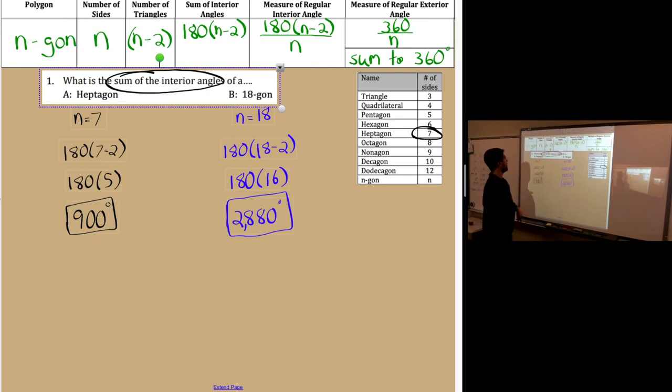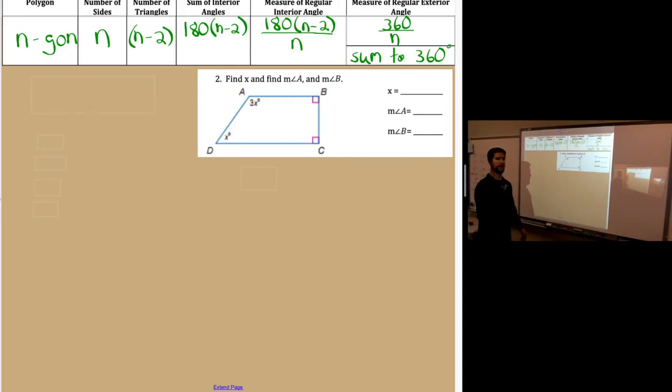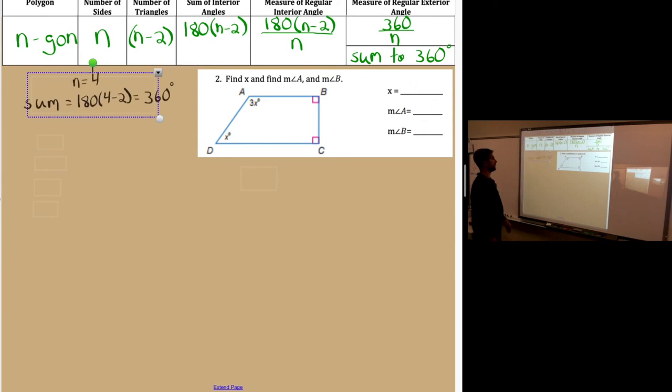Moving on, we see in number 2, we want to find x, the measure of angle A, and the measure of angle B. Well, we see x is here, A and B are here, and those are all on the inside of this polygon. So we're going to be dealing with the interior angles of a polygon. So what I want to do is add all of these up and try to solve for that x. So in other words, the sum of the interior angles is going to be used here. And the sum of the interior angles of this 4-sided figure is, when n equals 4, 180 times n minus 2, 4 minus 2, is 180 times 2, which is 360 degrees.